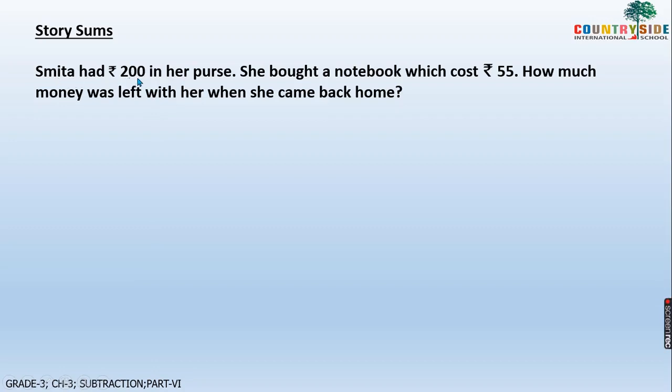Smita had rupees 200 in her purse. She bought a notebook which cost rupees 55. So what happened, children, here in this story sum? Smita had rupees 200 in her purse and she bought a notebook which cost rupees 55. So out of 200 she bought a notebook of rupees 55. How much money was left with her when she came back home?